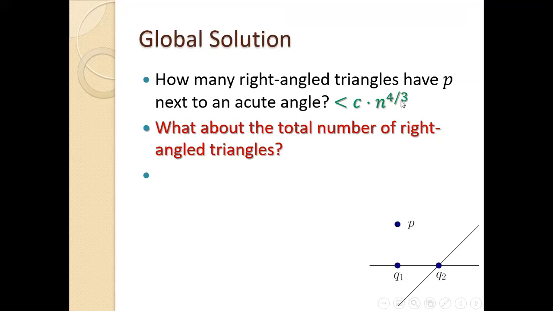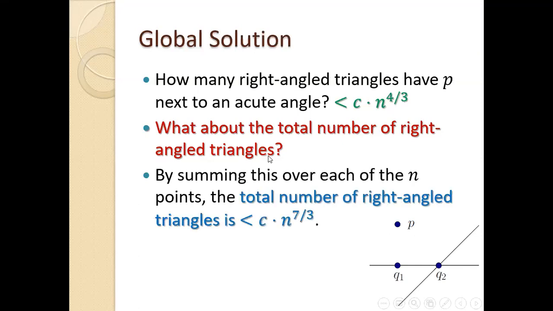Now, I don't have one specific P. I just have a set of endpoints. I want to know what's the maximum number of right angle triangles that these endpoints can have. Do you have any thoughts about how I can give an upper bound for that quantity? Yes, thank you. If every point participates in at most n to the 4/3 triangles, and I have n points, then it's at most n times n to the 4/3.